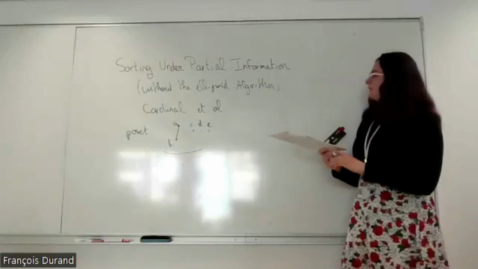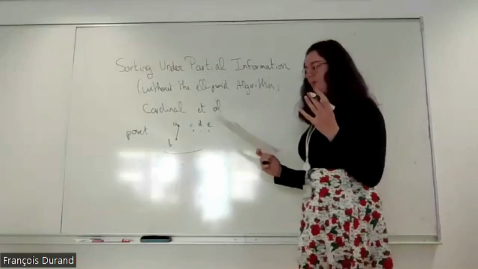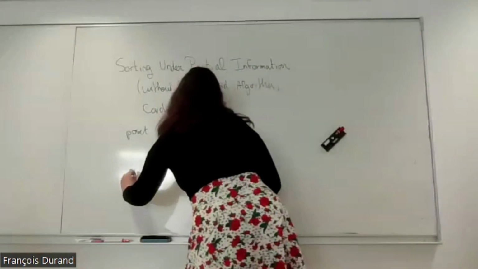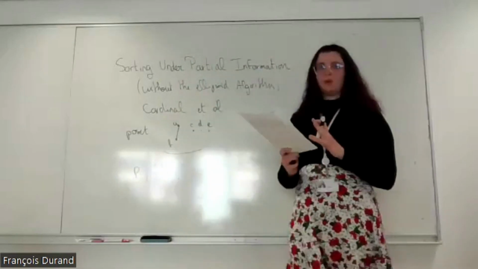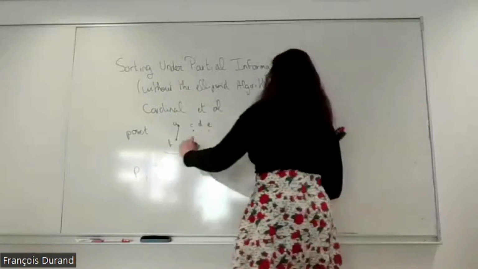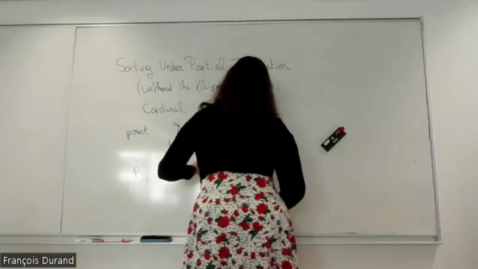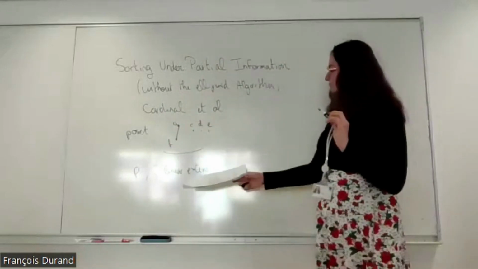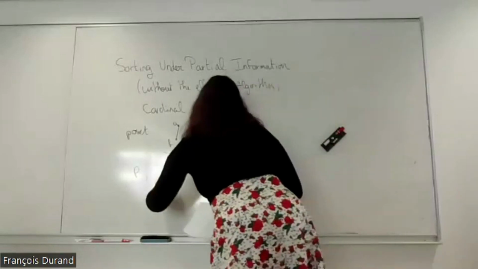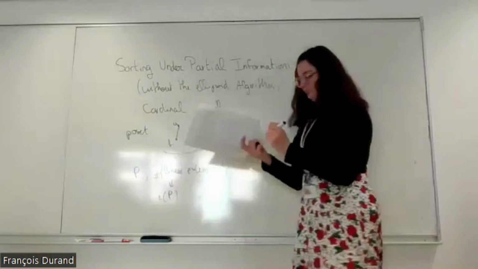You already have information at the beginning that is given to you in the form of a partially ordered set. Here I need to introduce a bit of vocabulary. If you have a poset P, the set of all possible compatible orders is called the set of linear extensions, and the number of linear extensions is called E of P.